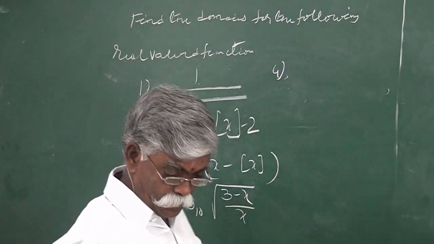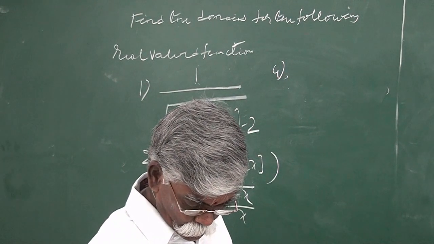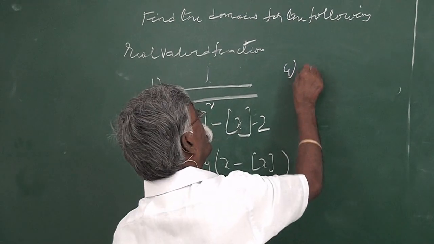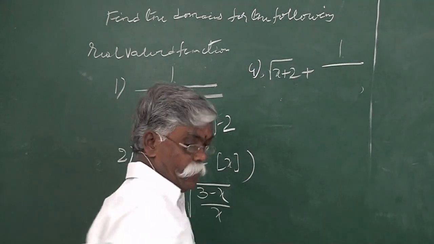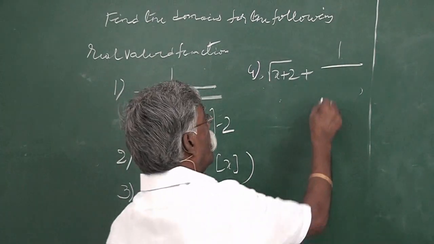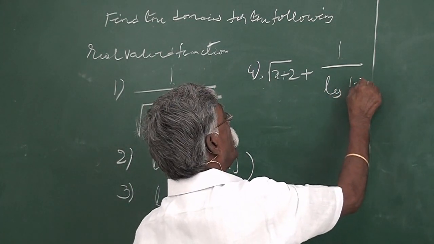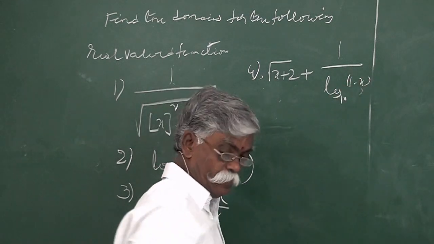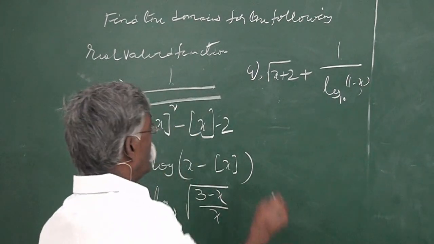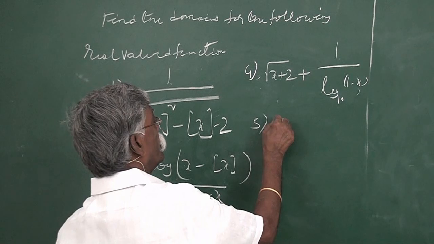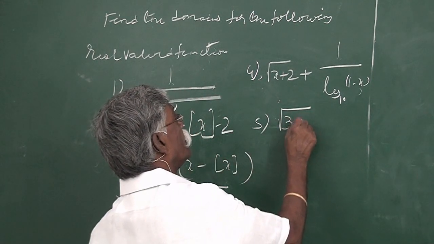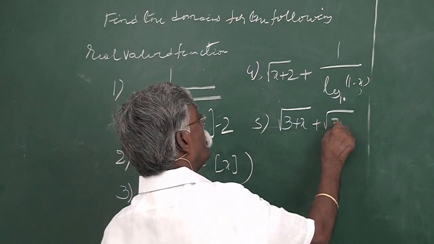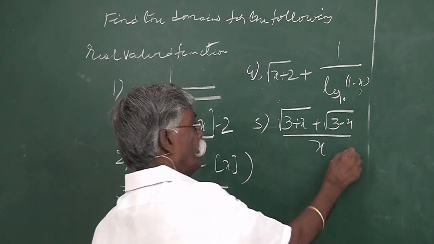The fourth one, root of x plus 2 plus 1 by log of 1 minus x to the base 10. The fifth one, root of 3 plus x plus root of 3 minus x by x.